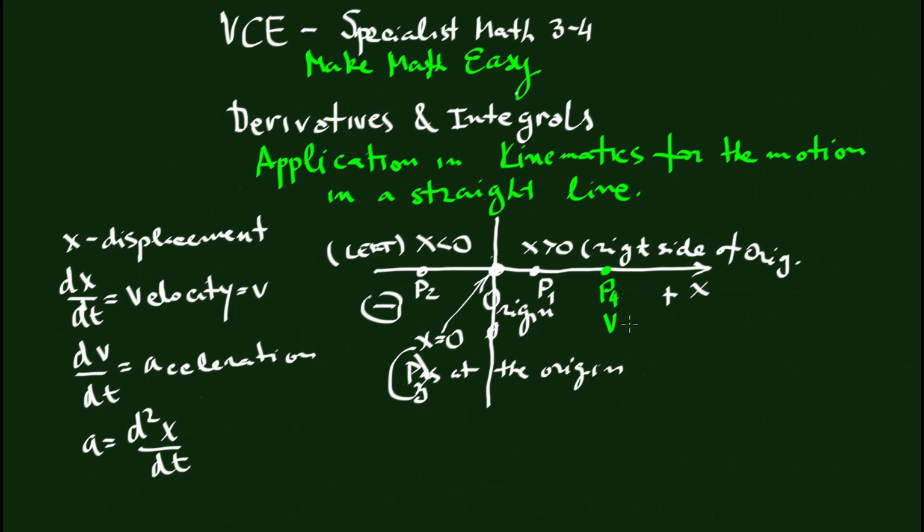Say that velocity here is greater than 0. So this is the right hand side, it means P is moving to the right. So P is moving to the right. If v is less than 0, that's moving to the left. So say here the particle is moving to the left.